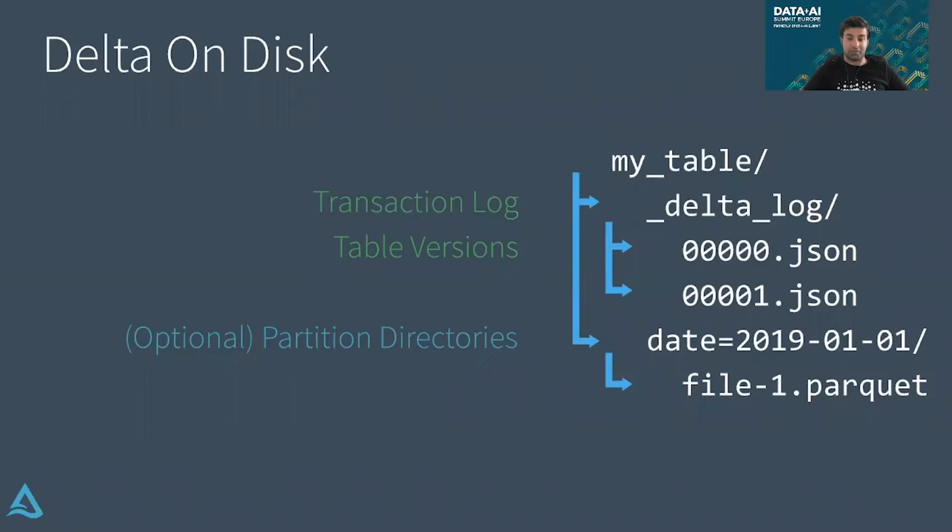You can optionally find partition directories of how your data is stored. Delta doesn't actually need to store data inside partition directories. It's just a cosmetic feature for Hive tables. And then we also have our data files stored alongside them as well.